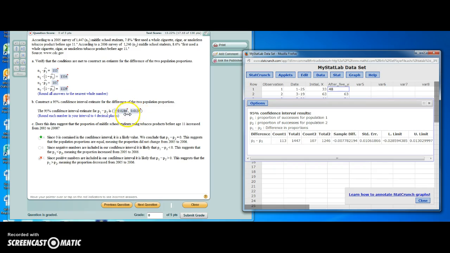Since I have 0 in the middle there, because one of these numbers is negative and one of these numbers is positive, then I cannot say there's any difference. 0 exists there, and if those proportions subtracted equals 0, there's no difference in the proportions. And so even though 8.6 is truly a bigger number than 7.8, there's not enough statistical evidence to actually say there's really been a change.